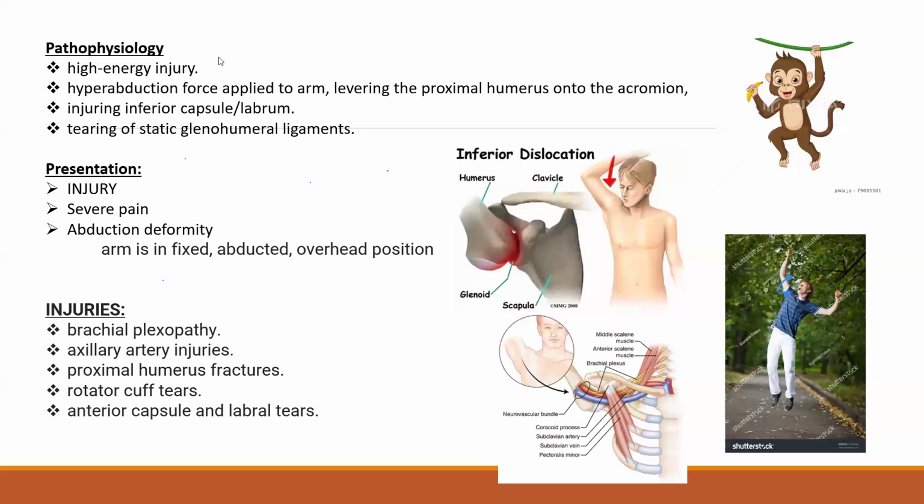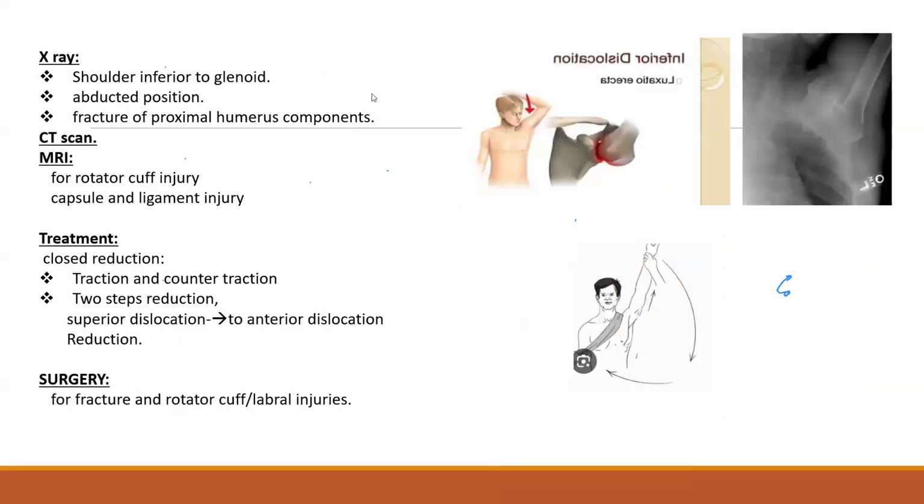So how will you diagnose it? The diagnosis is most of the time a clinical diagnosis, and you need to take an X-ray to look for the direction of the dislocation. When you take the X-ray, the head of the humerus is lying inferior to the glenoid. If you see here, this is the glenoid cavity. The head of the humerus is lying inferior to the glenoid cavity, and the direction of the humerus is pointing upwards. This is how the X-ray appears in inferior shoulder dislocation.